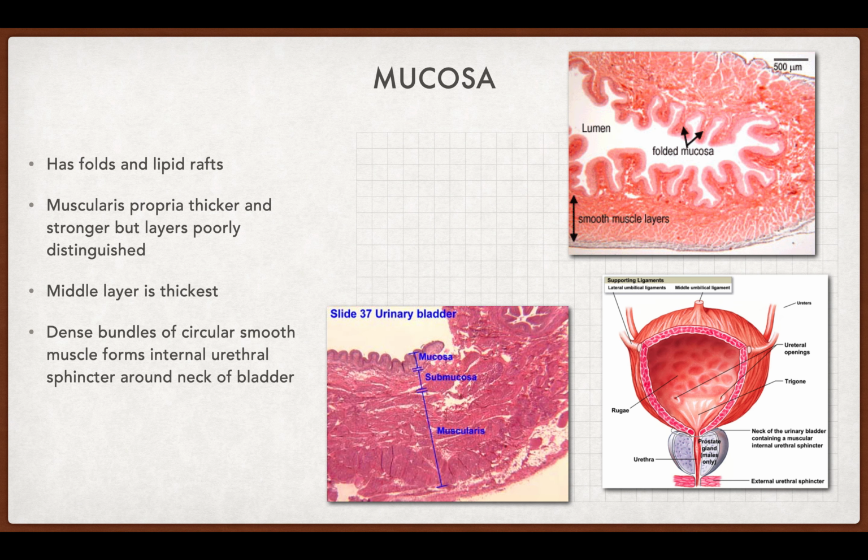The mucosa has folds and patches of lipids, and the muscularis propria is thicker and stronger, but poorly distinguished. As you can see here, you can't really tell where it starts. The middle layer of the muscularis propria is going to be the thickest, so that's the circular layer. And then there's a bunch of circular smooth muscle that forms the internal urethral sphincter around the neck of the bladder down here, which makes sense. It needs to be thickened so it can withstand the pressure, because it's going to bottleneck down into the urethra, of course. And in males, it's going to have the prostate to create that bottleneck.